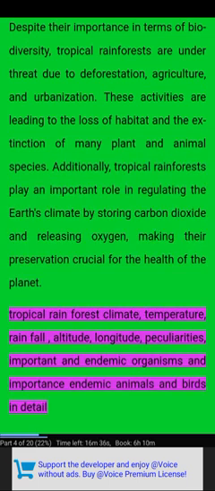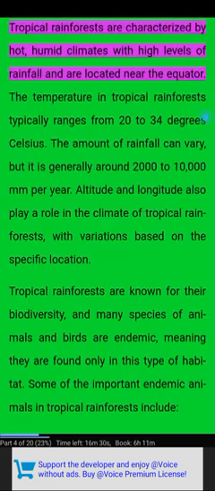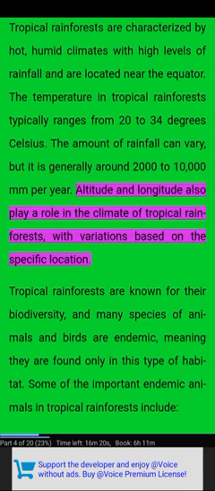Tropical rainforest: climate, temperature, rainfall, altitude, longitude, peculiarities, important and endemic organisms, and importance, with endemic animals and birds in detail. Tropical rainforests are characterized by hot, humid climates with high levels of rainfall and are located near the equator. The temperature typically ranges from 20 to 34 degrees Celsius. The amount of rainfall can vary, but it is generally around 2,000 to 10,000 millimeters per year. Altitude and longitude also play a role in the climate, with variations based on specific location.